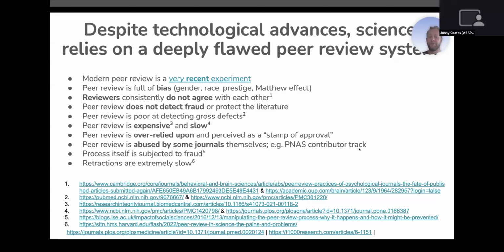Peer review is also abused by some journals themselves. I'm going to give you an example of this, I think, in the next slide, and it is also itself subject to fraud. There's some really interesting stuff come out today, or well, maybe yesterday, of a study looking into peer review fraud and how journals manipulate the impact factor system and peer review and all these other things. It's not a good system in its current form.